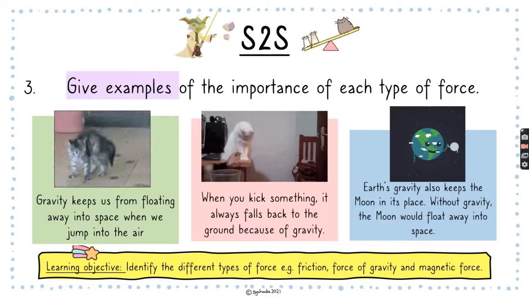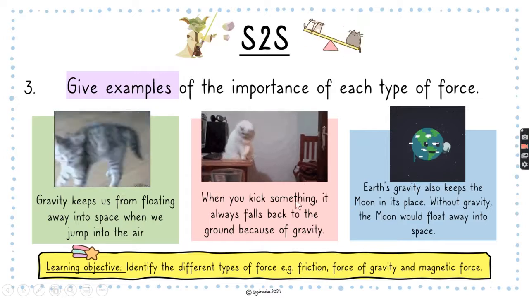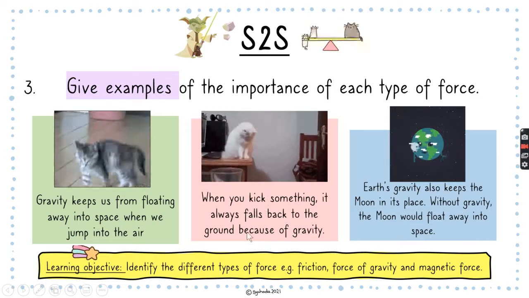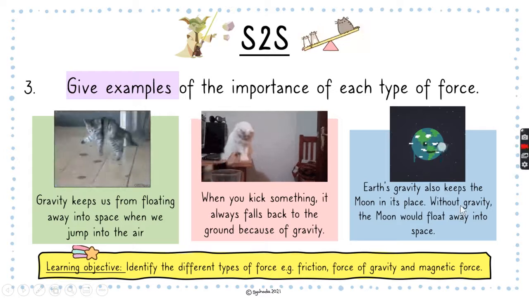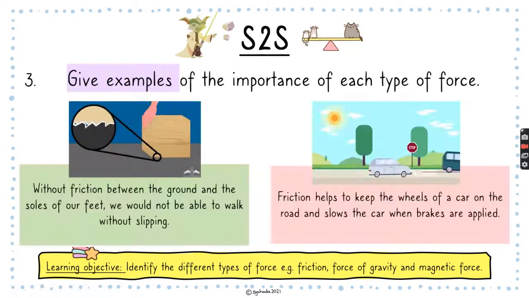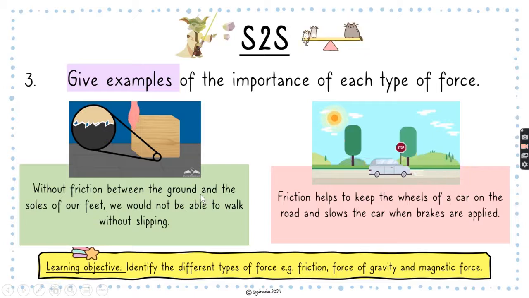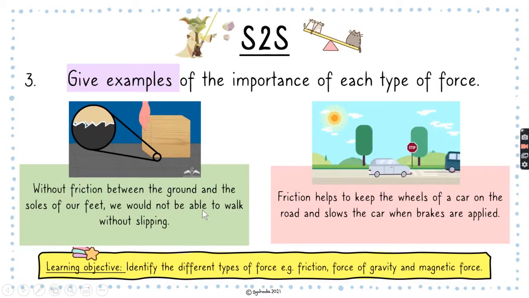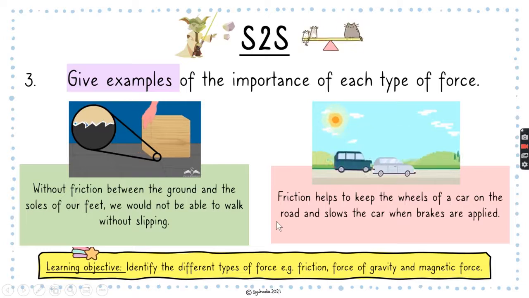So we have gravity. Gravity keeps us from floating away into space. Every time you kick something, it falls back onto the ground. And it also keeps the moon in its place. Secondly, the importance of friction. Without friction between the ground and the soles of our feet, we wouldn't be able to walk without slipping. And friction helps to keep the wheels of the car on the road.